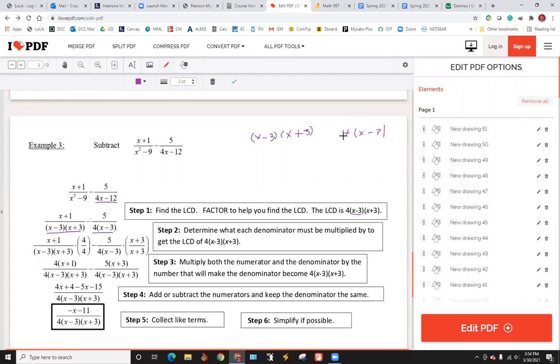Same thing with the 4. There's a 4 on one side, so that's going to go in there. It just has to appear on one side. Now this one over here has both the x minus 3 and the x plus 3. We've already got the x minus 3 accounted for, so we just throw in the x plus 3. So there's your LCD.